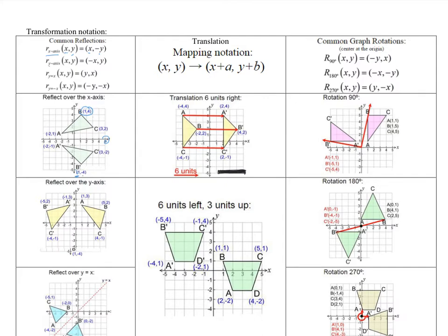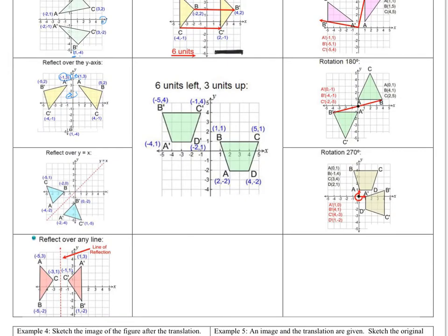For a coordinate point or an image that's reflected about the y-axis, the x-coordinate now takes the opposite, and the y-coordinate remains the same. If we look at this point and reflect it about the y-axis, the x-coordinate takes the opposite. The negative 1 becomes a 1, and the 3, the y-coordinate, remains the same. Same thing if I flip it the other way around: the positive 1 becomes a negative 1.